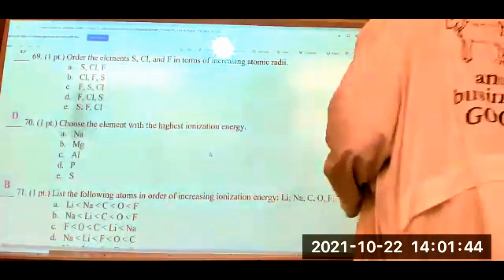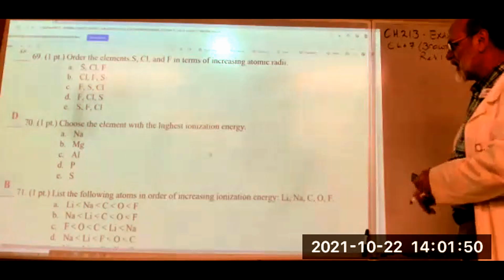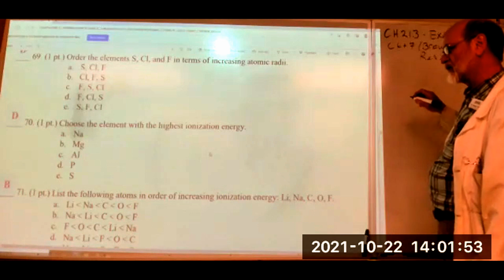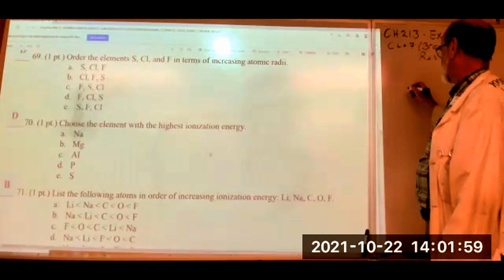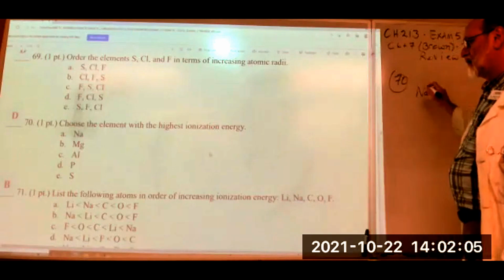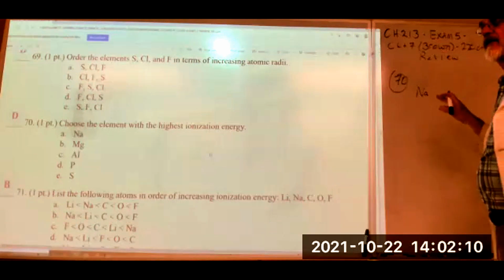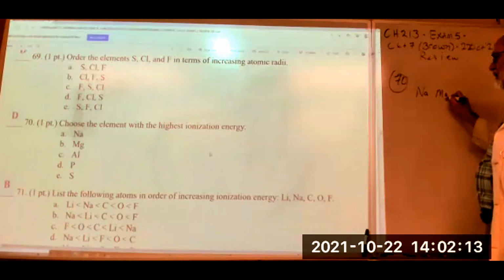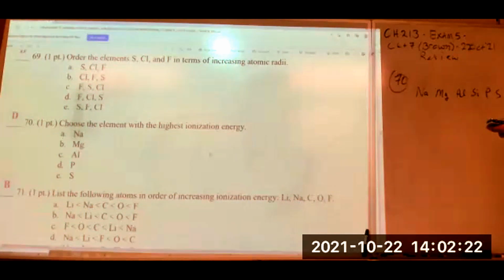Okay, and 70. Which one of these has the highest ionization energy? And I assume that since they're all elemental, which one has the highest ionization energy, first ionization energy? Right. So we have sodium. Let's kind of order them. Sodium, magnesium. Oh, they're all in the same period. So sodium, magnesium, aluminum, silicon, and phosphorus, right? And sulfur. Phosphorus, sulfur. Yeah. Left to right, top to bottom here.